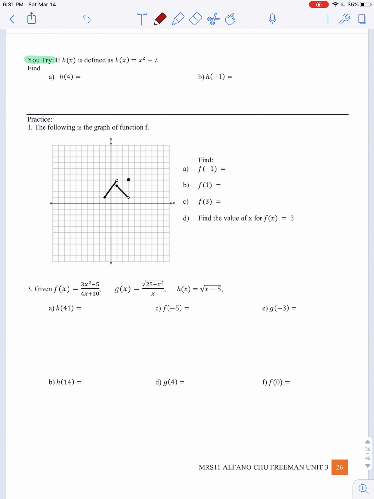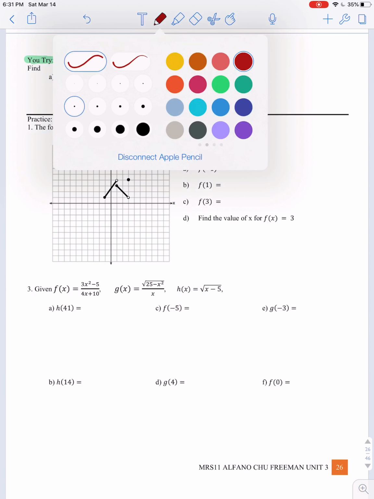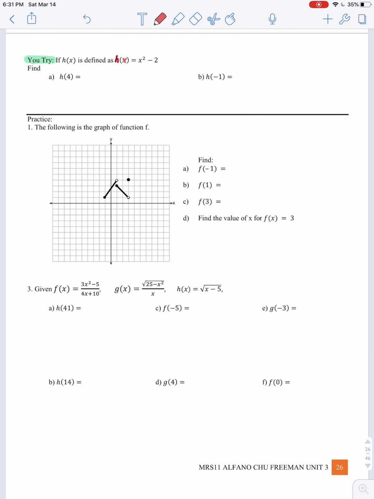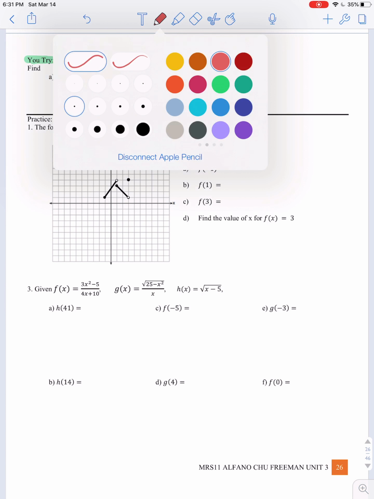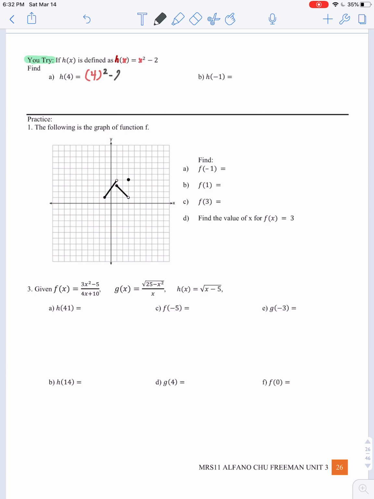Okay, I am ready. Let's do this. So for this next one, I have h of x, and it doesn't really matter what that letter is, right? All it's saying is that this is a function. We're calling it h of x. I'm plugging in an x value. And what I'm going to do to that x value is square it, and then subtract 2. So when I plug in h of 4, this becomes 4 squared minus 2. Plug it into your calculator. h of 4 is equal to 14.